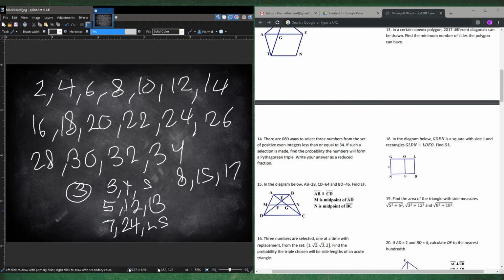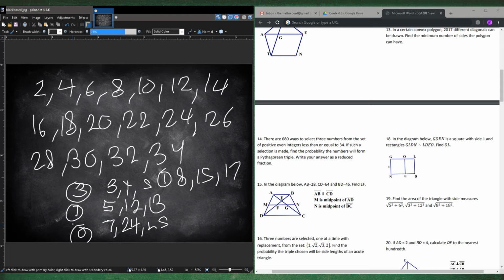5, 12, 13, you can multiply by 2, and that's all. You can't multiply by 4 because then 13 times 4 is 52. Same for 7, 24, 25, you can't multiply by 2. 8, 15, 17, you can multiply this by 2 to get 34. So this one is 1, this one's 0.